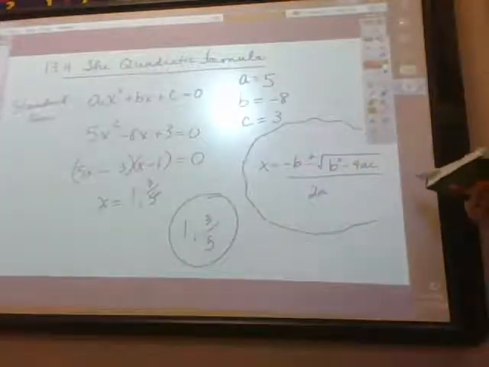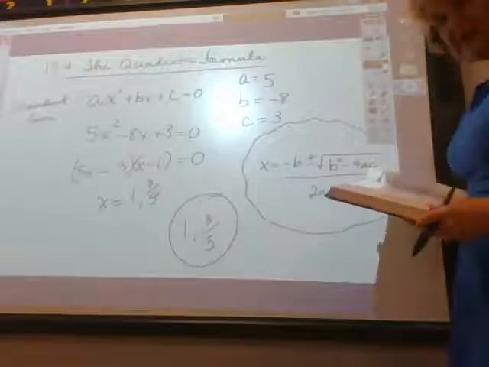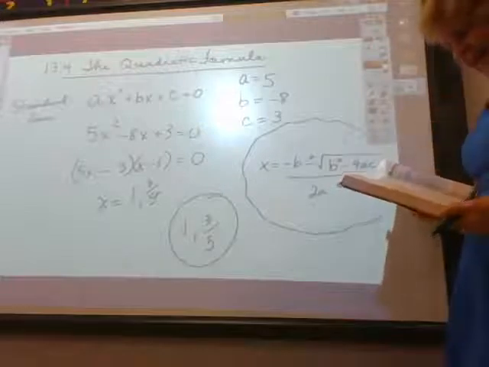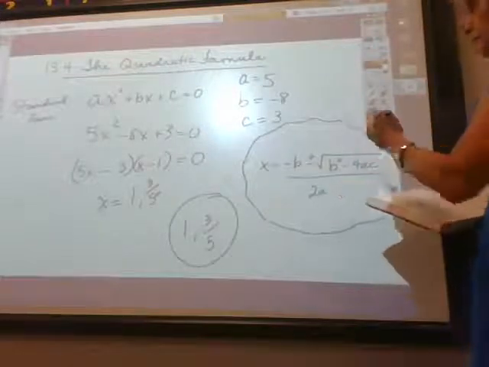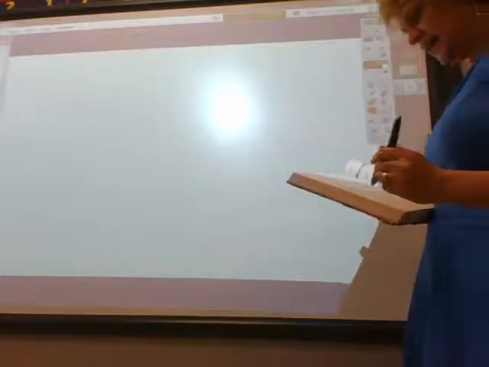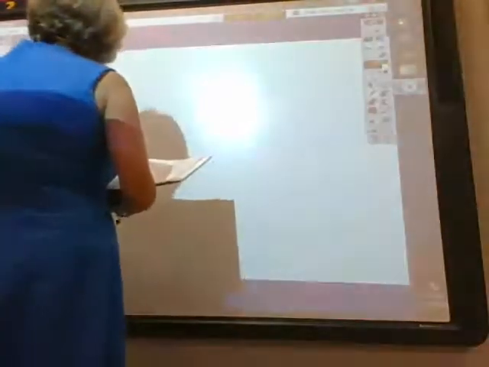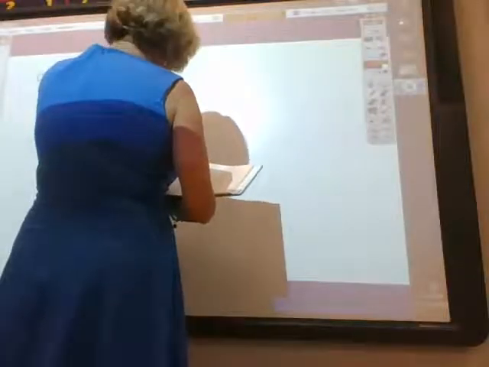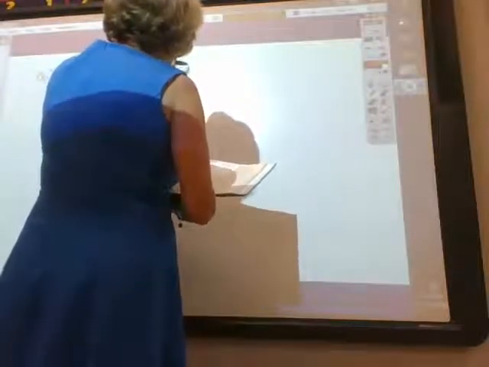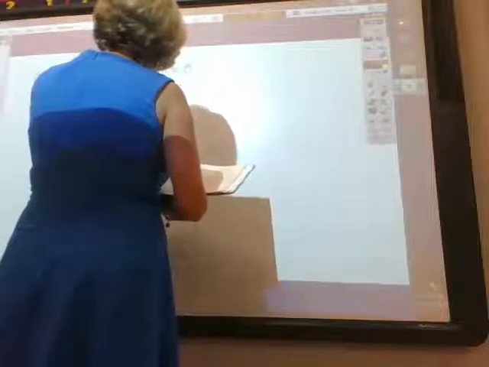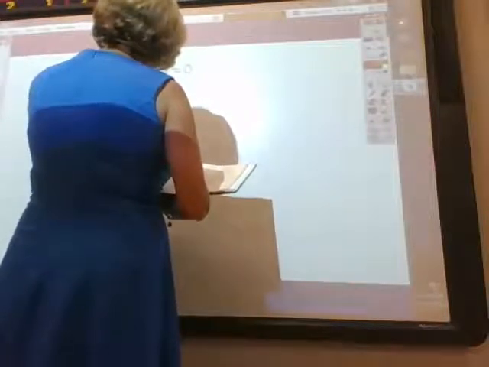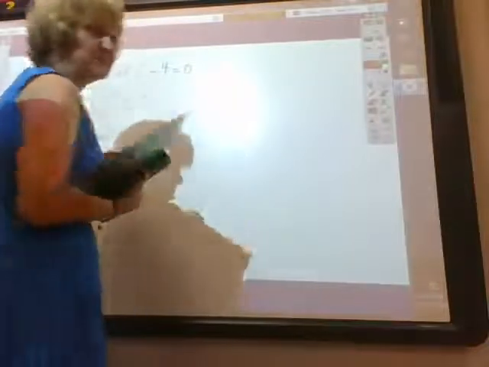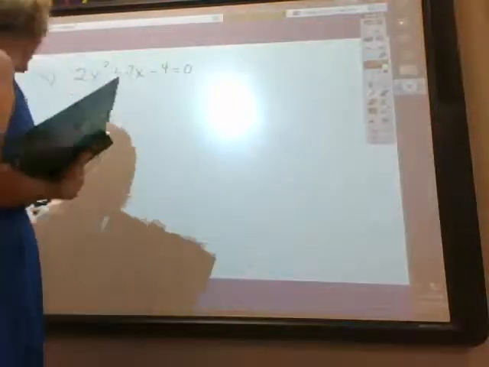So let's go ahead and try this A. I want you to just try this A, and then I'll do another example for you. I want you to have a look at it. So do try this A. And do use the quadratic formula, please.